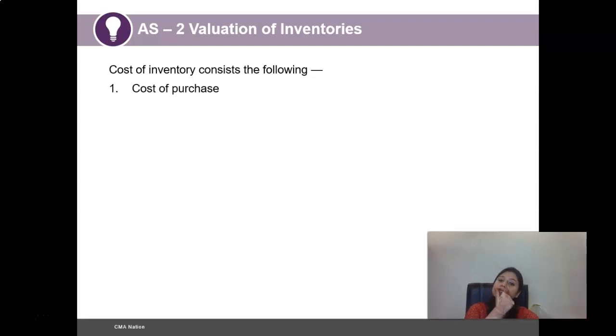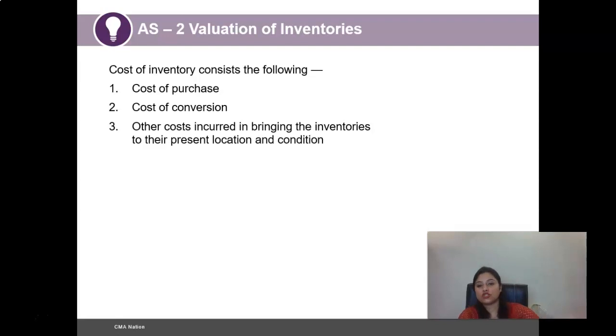Now, what all should be included while you are determining the cost of a particular inventory? First being the cost of purchase. Then the cost of conversion, and other costs that are incurred directly in bringing the inventories to their present location and condition.